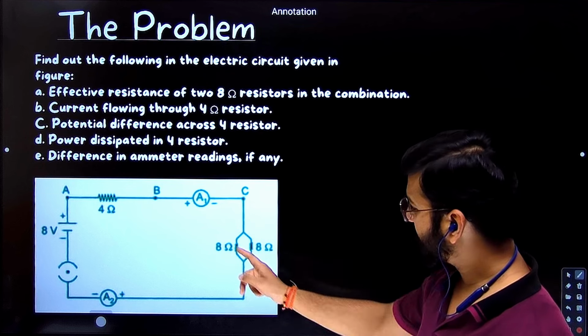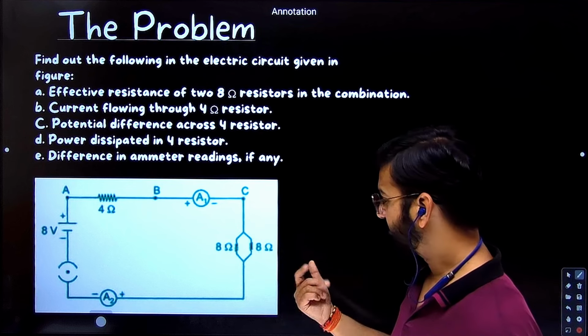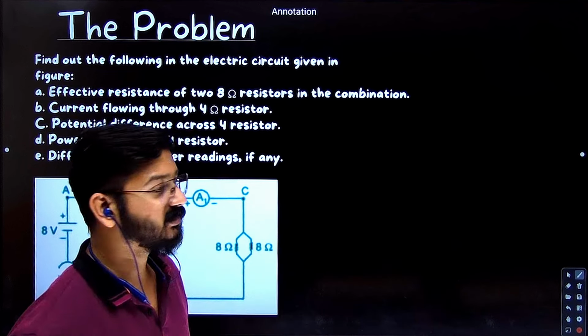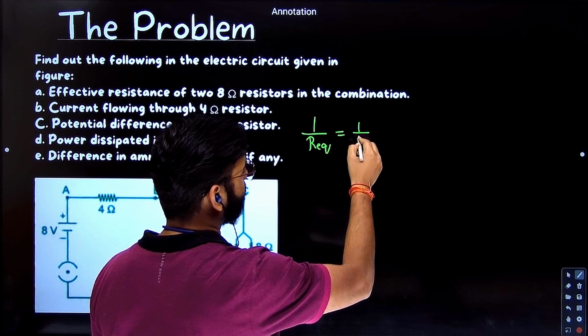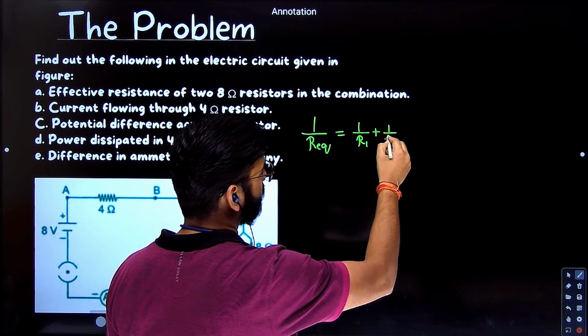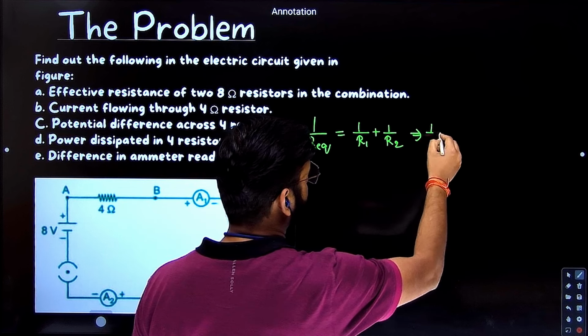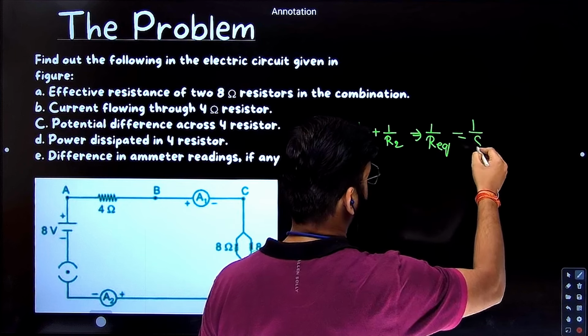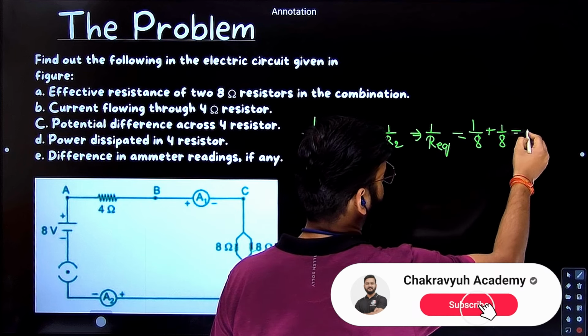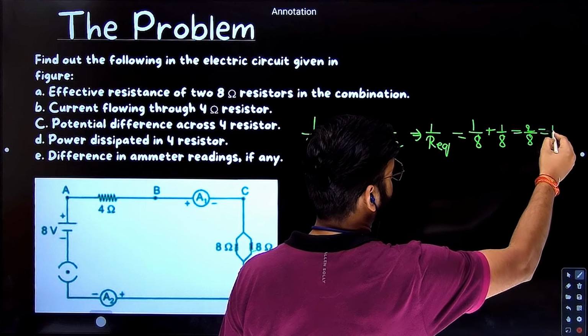The moment you see them, they both are connected in parallel, right? So what is the effective resistance formula for parallel connection? 1 by R equivalent is equal to 1 by R1 plus 1 by R2, right? So here 1 by R equivalent will be equal to how much? 1 by 8 plus 1 by 8, which is how much? 2 by 8. So 2 by 8 is basically 1 by 4.